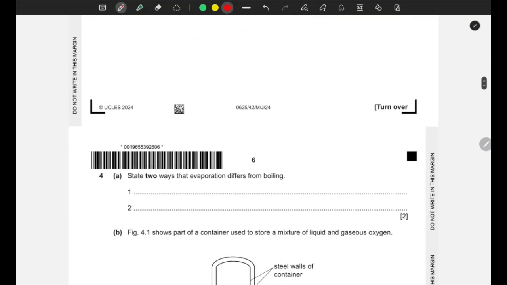Question number 4. State 2 ways that evaporation differs from boiling. Alright. So one of the differences is evaporation happens at any temperature.